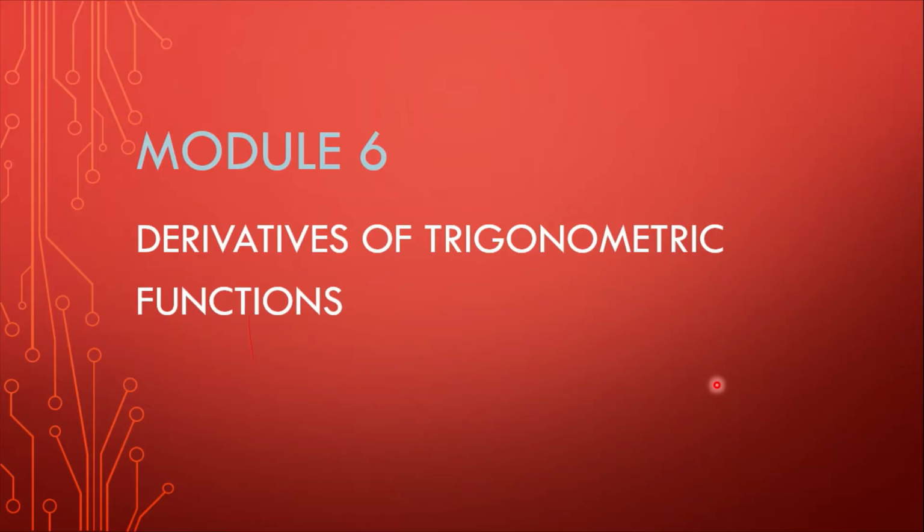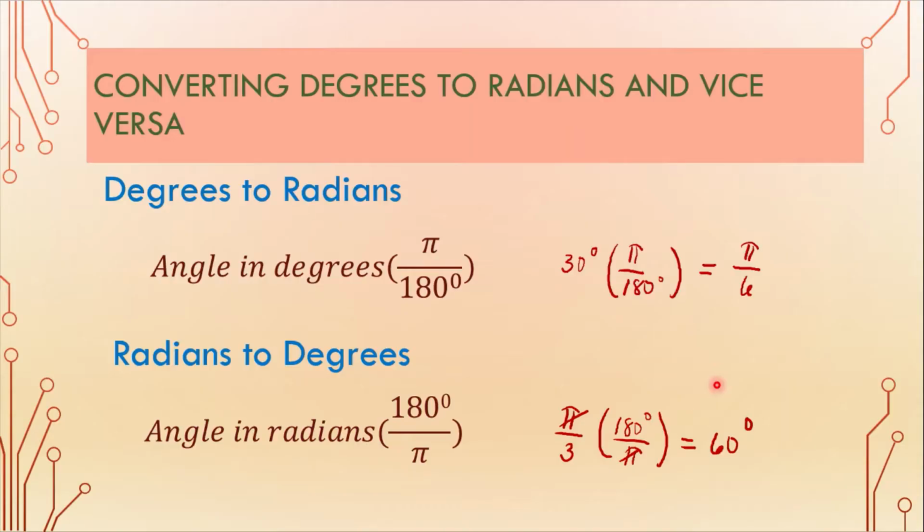This is Sir Mike. Today we're going to discuss Module 6, and it's on the process of finding the derivatives of trigonometric functions. Let's start with the conversion of degrees to radians. In converting degrees to radians, this is just a recall. If the given angle is expressed in terms of degrees and you want to convert it to radians.